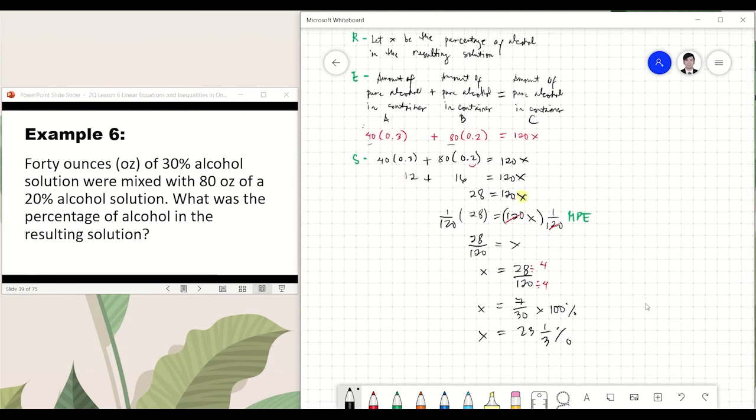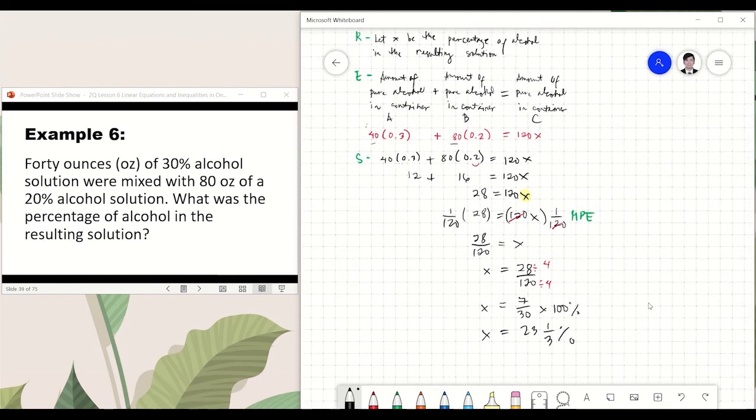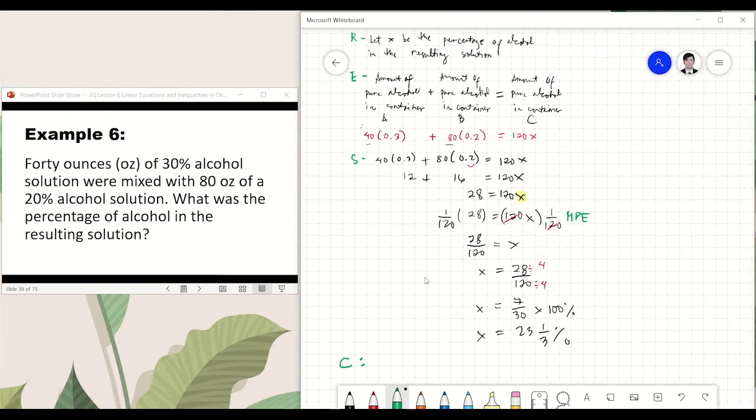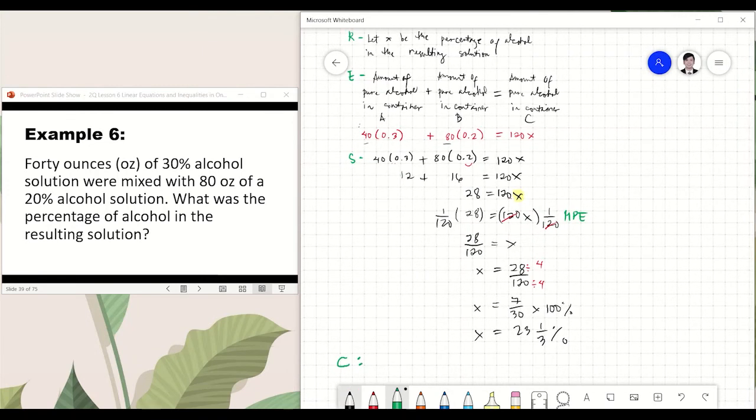Okay. So, supposedly, gagamit pa tayo ng checking dito. So, sige. We will be showing the checking part, para makumpleto talaga natin yung Resca. So, sa checking natin, we make sure that once we multiply 20% with 80, added with 30% multiplied to 40, dapat pareho siya sa 23 and 1/3% times 120.